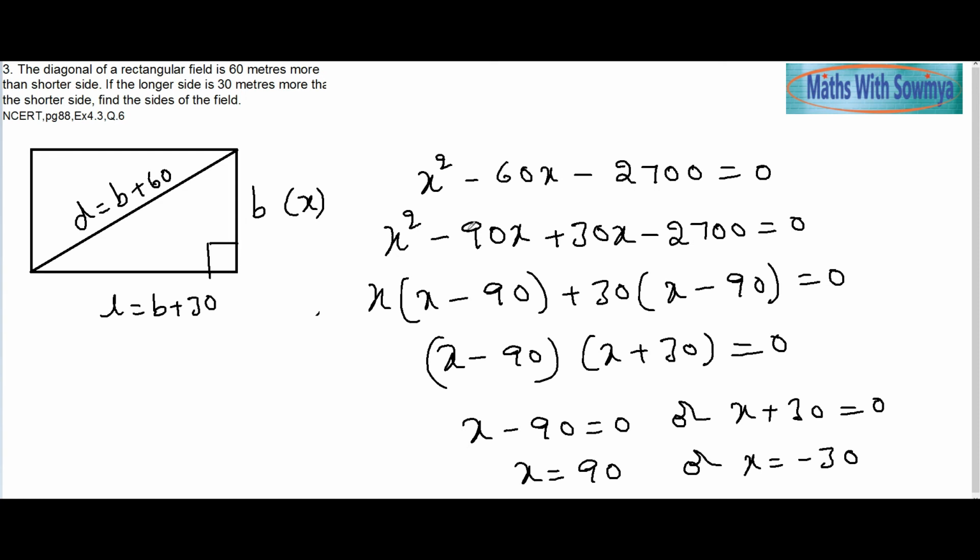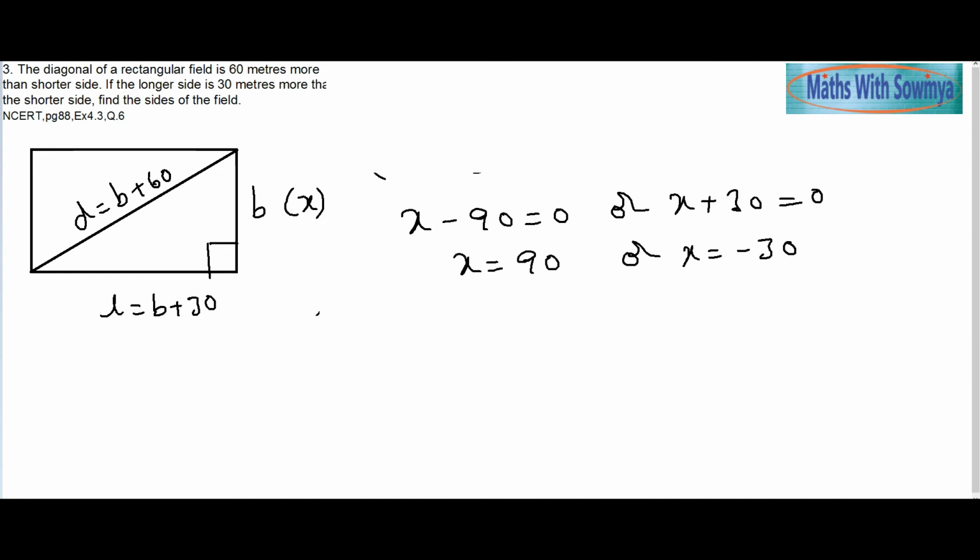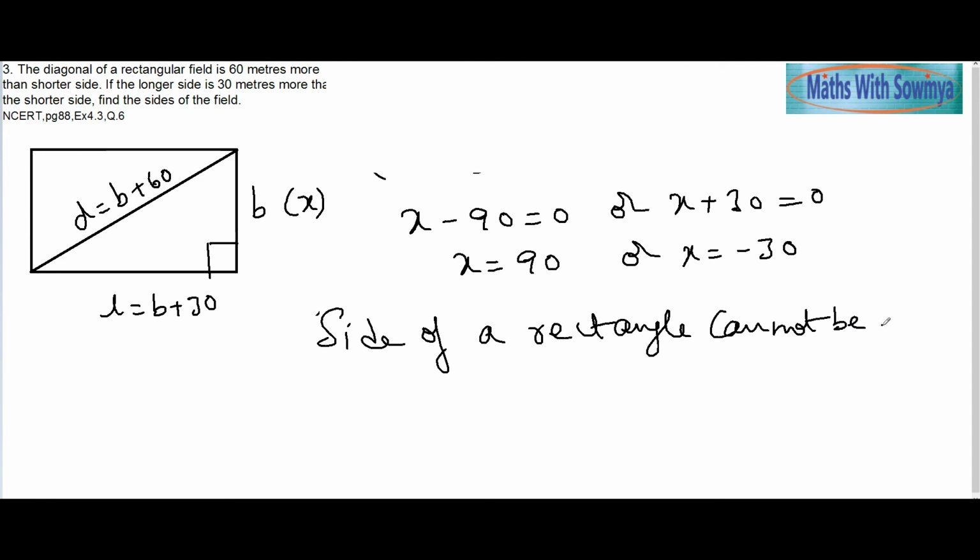Side of a rectangle cannot be negative. So, take the positive value here. Side of a rectangle cannot be negative. Therefore, X is equal to 90, which is the breadth we got.